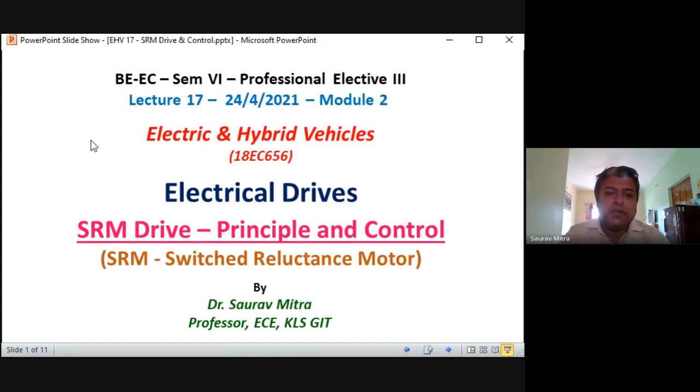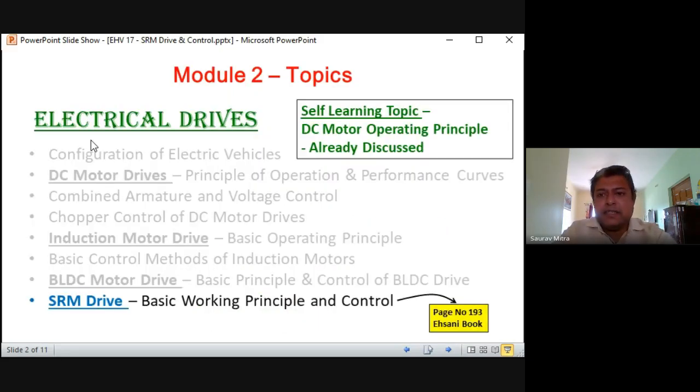SRM stands for switched reluctance motor. It has almost the same kind of principle as the BLDC motor, but with a little difference. So let us first find out what an SRM drive is and what its control is. This is the last topic. You can find it in the syllabus list of your module 2.